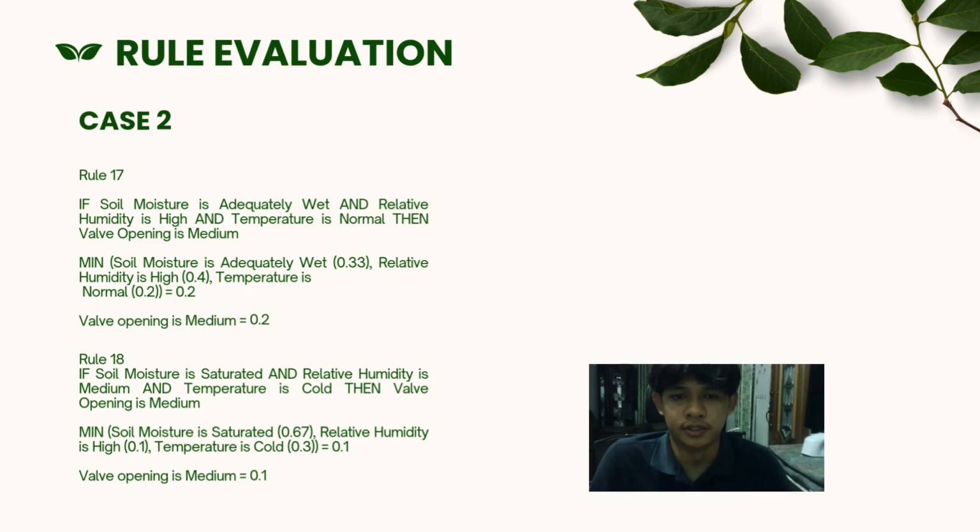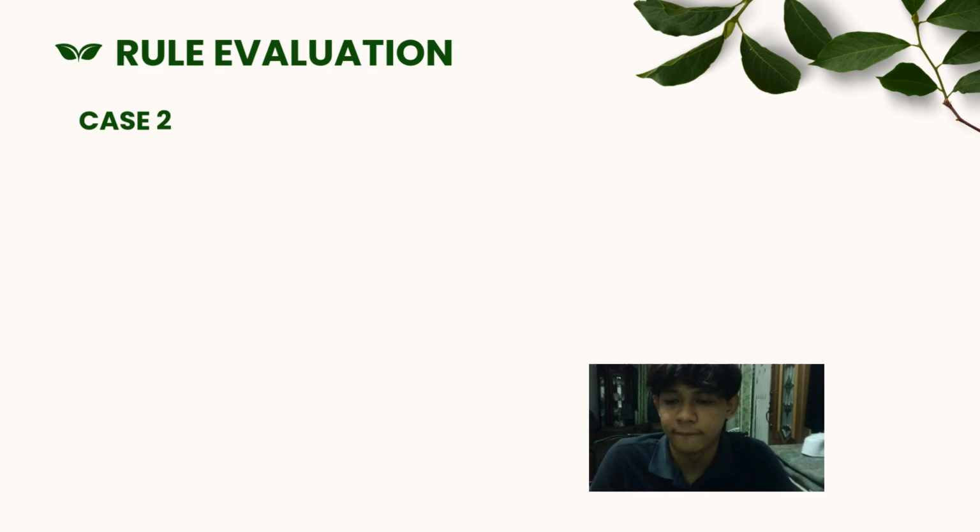So now let's take a look at sample input number 2, which is case number 2. For this input, we evaluate two rules, which are rule number 17 and rule number 18. For rule number 17, we got the minimum value of 0.2, so the valve opening is medium at 0.2. And for rule number 18, we got the minimum value of 0.1, so the valve opening is medium at 0.1. So here we can see the valve opening is determined to be medium, but with lower certainty compared to the previous case, which is case number 1.